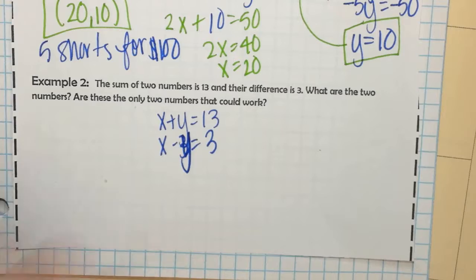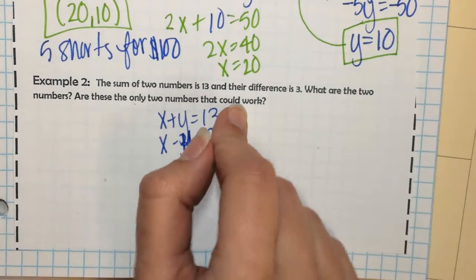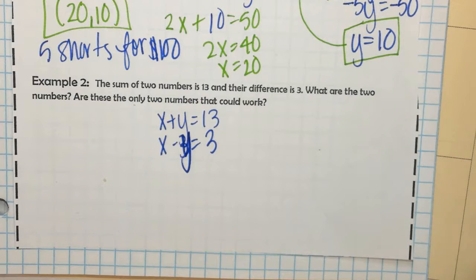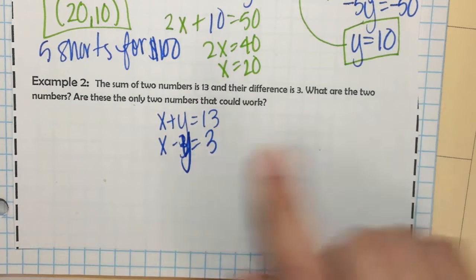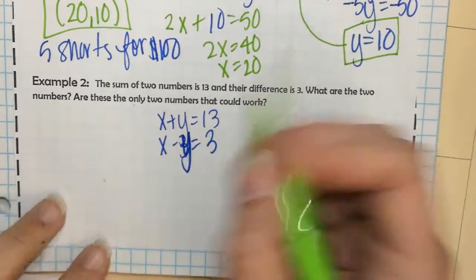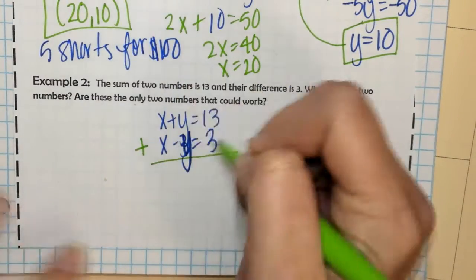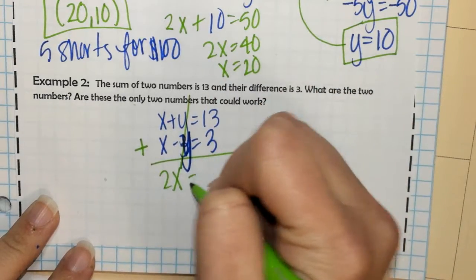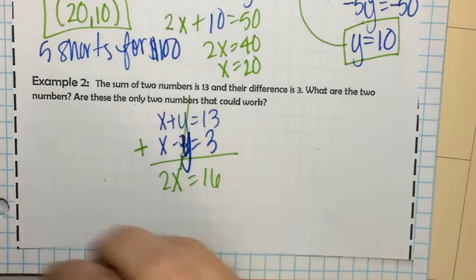8 and 5. Now the second part says, are these the only two numbers that could work? Yes. Aldo says yes, you get a point. Aldo says yes, but let's prove it. Okay, we didn't get 8 and 5. I'm going to eliminate y by adding straight down. And then I get 2x equals 16, correct?